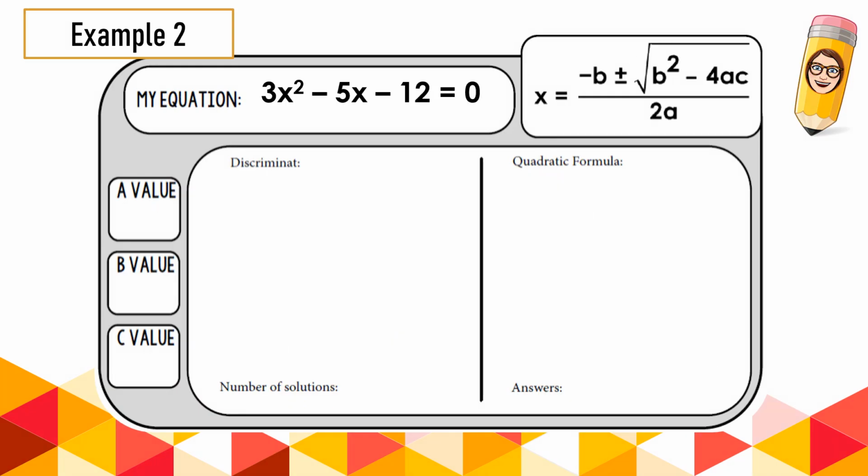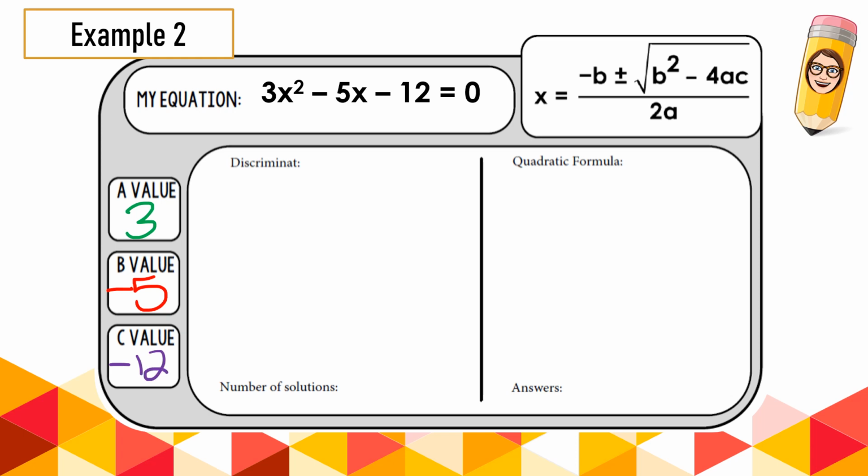All right, let's take a look at example 2. I'm going to go a little bit faster, so if you need to pause, please do so. Everything's in standard form. Check. Identify your A, B, C. A is 3, B is negative 5, watch your signs, C is negative 12.